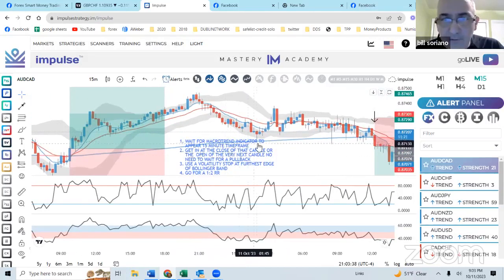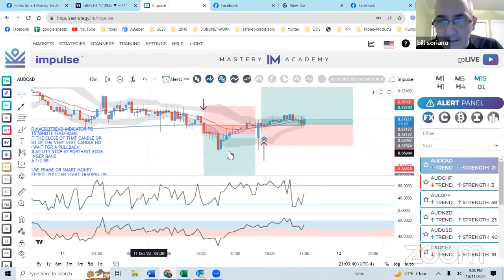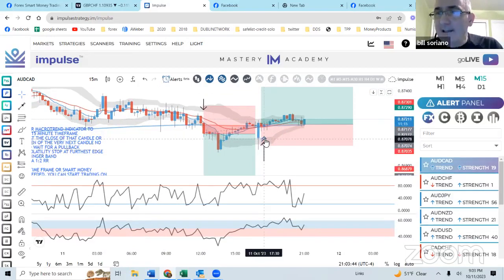We waited for the macro trend indicator to come out. That's this indicator right here. Again, it doesn't repaint, but there's only one of these on a chart at any time. So what happens is once that candle closes, if the indicator's there, it stays there. But then once a new indicator comes out, this one disappears.